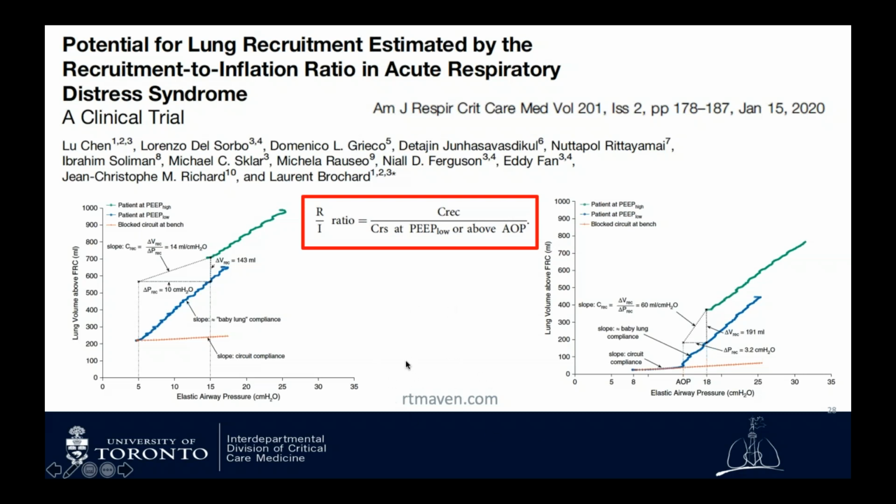Point out this handy website. Anybody who's interested can go on here, rtmaven.com, developed by Tom Perreno, one of our RT colleagues in Toronto, which has an automatic calculator for this and lots of other interesting respiratory mechanics.